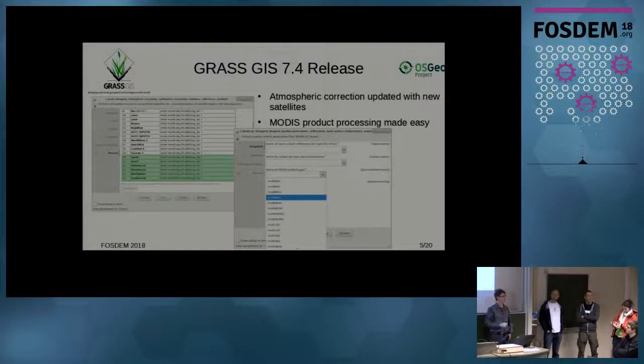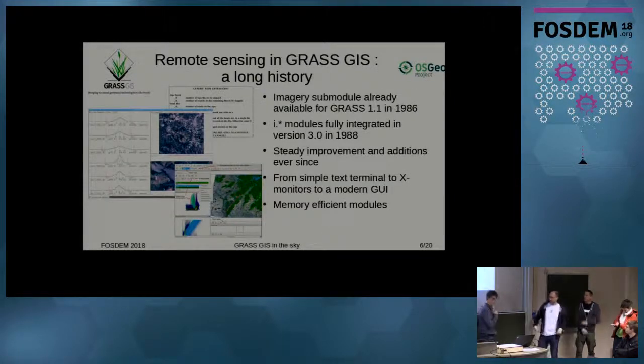MODIS satellite data come with additional layers of quality. So in each pixel, you get information on what the quality is. That is extremely useful, but it can be a bit tricky to process these bit patterns. And so you have a tool here which is helping you with that. So I switch to Moritz, who will now present on remote sensing in GRASS GIS, a long history.